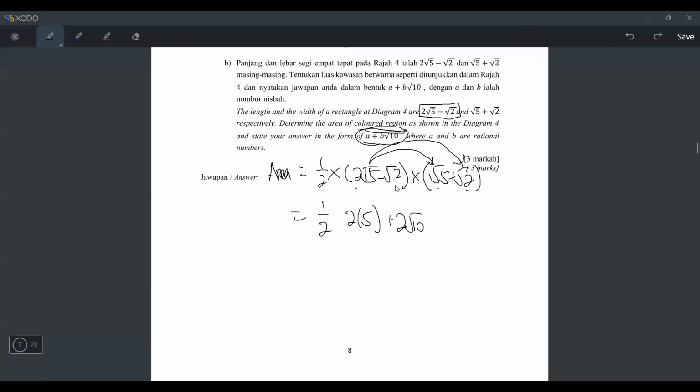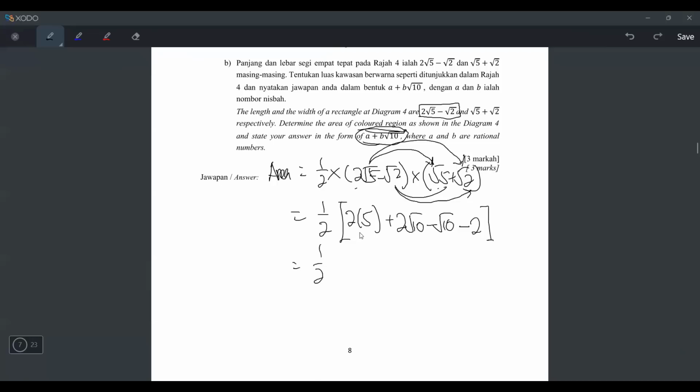Okay. Now let's continue with negative square root 2 times square root 5. This one negative, positive becomes negative. Square root 2 times square root 5, they can be simplified, becomes square root 10. Finally, it's negative square root 2 times positive square root 2. So negative times positive ends up with negative. Square root 2 times square root 2 is just 2. Okay. And then just put a bracket like this.